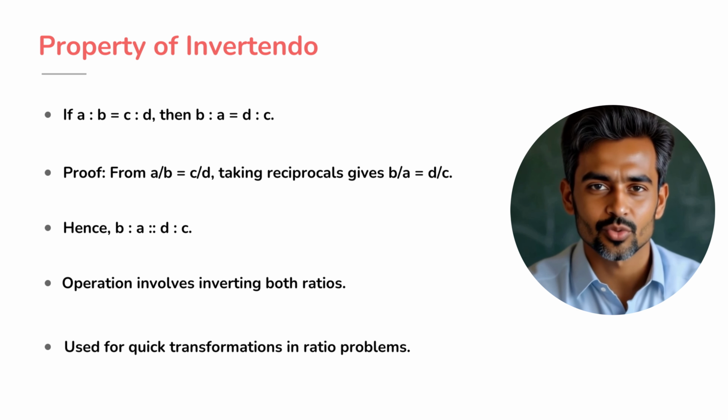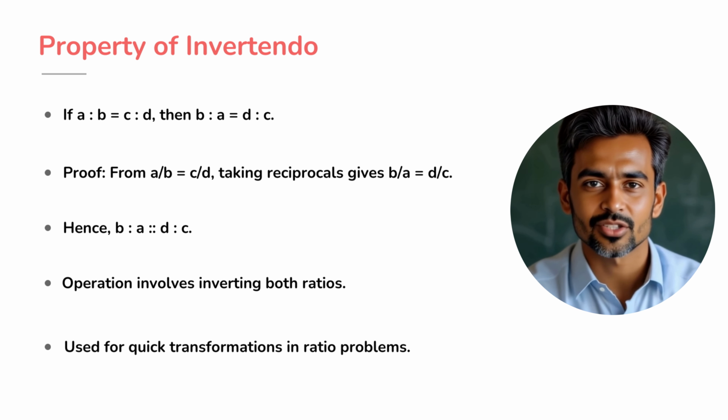This trick of flipping numerator and denominator in both ratios is called invertendo. It's like turning a fraction upside down, yet keeping balance intact.